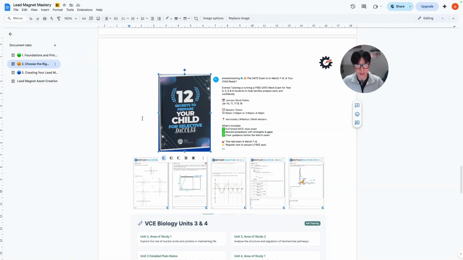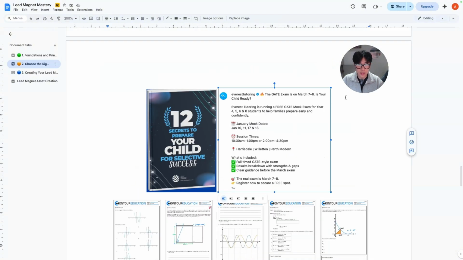So we have 12 secrets to prepare your child for selective success. This is one that our team recently made. It's a parent's guidebook that also transitions to the next step, which is selective tutoring. If you can see this one, I'll zoom in a little bit more.